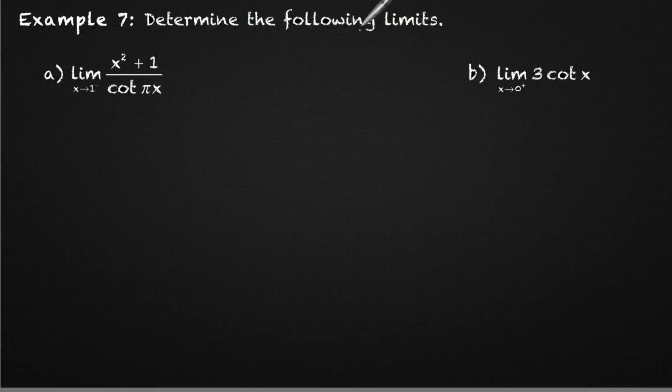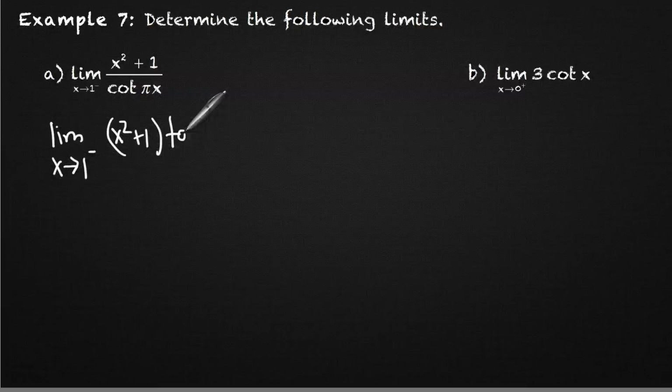Determine the following limits. Let's take the limit as x approaches 1 from the negative side. You have to pay attention to that. And x squared plus 1 over cotangent of pi x. First thing I'm going to do is rewrite this as the limit as x approaches 1 from the left of x squared plus 1 times tangent of pi x. So we know that we can bring the cotangent up to the top and it becomes tangent.